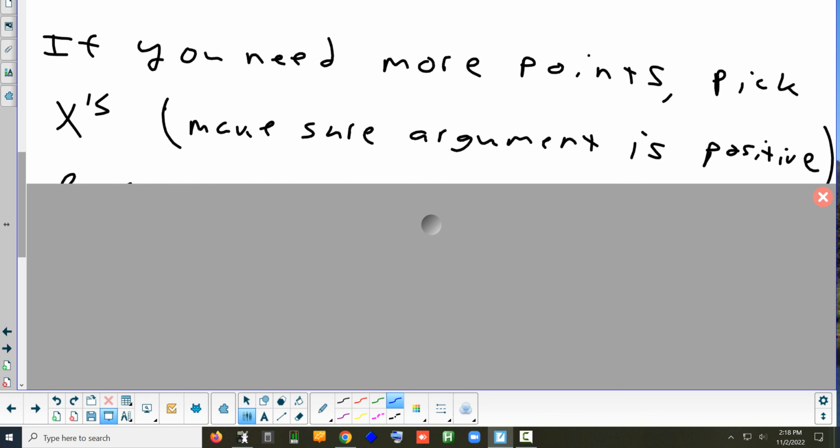So you will need more points. You're going to need more. I would say pick maybe three more points to get the shape of the curve. Remember, it only curves in one direction. So you have to pick points in the direction it's going to curve. How do you know which way it curves? It curves whichever way would result in plugging in positive numbers for x.